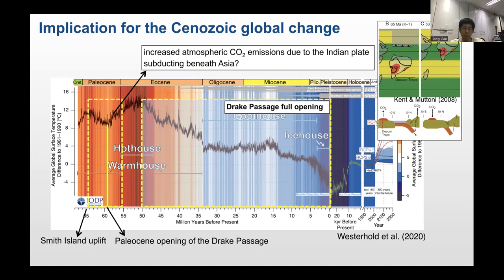And also, we can see that about 59 million to 55 million years ago, there is an increase of the global temperature. I don't know why there is an increase of temperature, but this may be induced by the subduction of the India plate to the Asia, which can release a lot of CO2 to the atmosphere. And the full opening of the Drake Passage corresponds to the global cooling since about 50 million years.